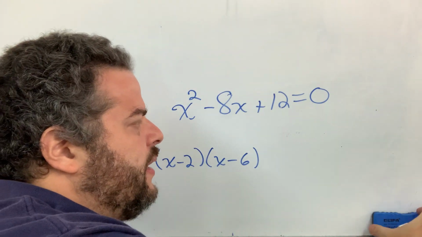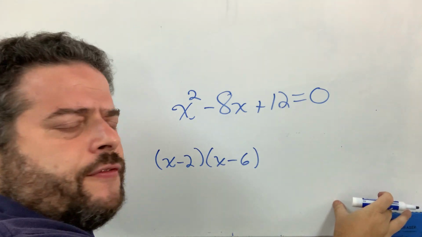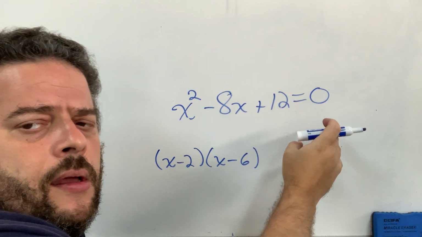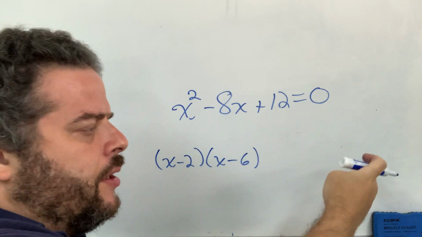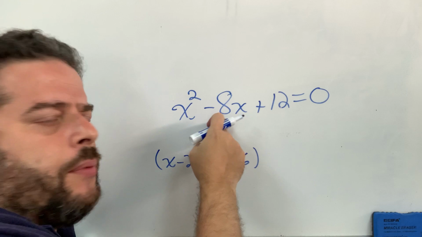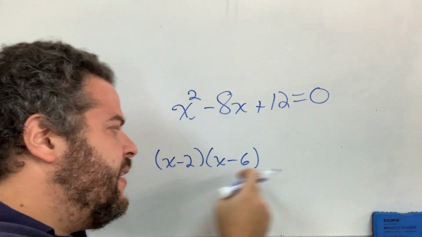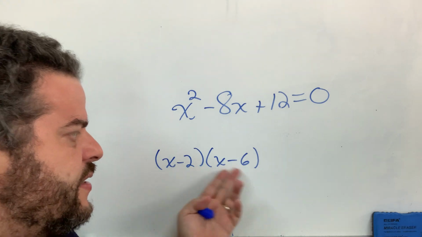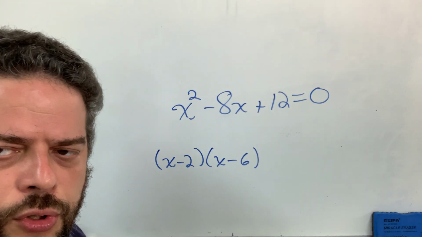So again, to repeat, find the factors of 12, or the factors of this number, that when you multiply, you get that number. And then you just look and try to, when you add those numbers, end up with the middle one. In this case, it was -2 and -6. Now, please note that these numbers are not the solutions.